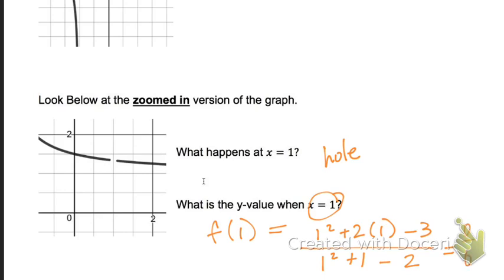Now let's try plugging it in after we've canceled. So what's left over after we've canceled the x minus 1s? Now let's try plugging in 1 here. What do you get? 4 over 3, right? And what is this y value?